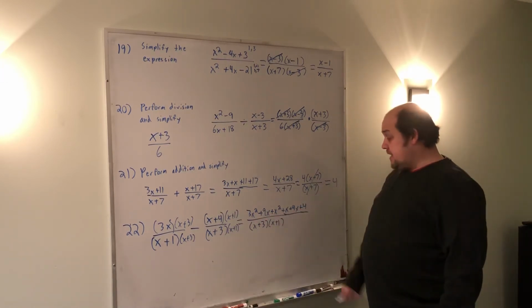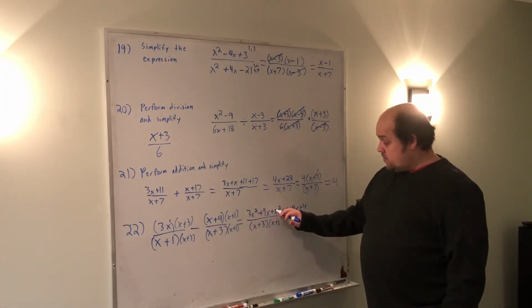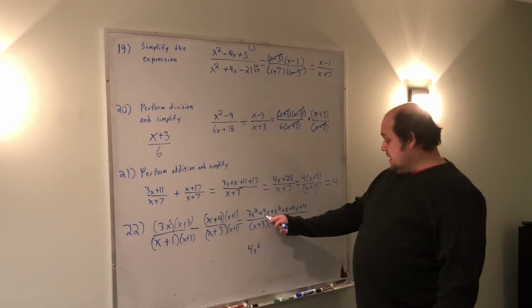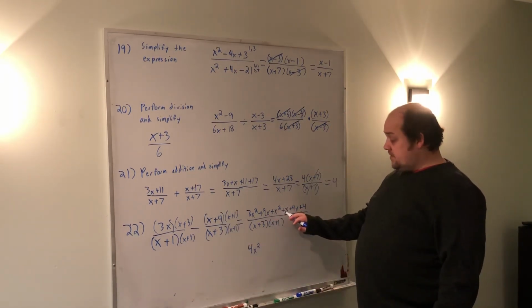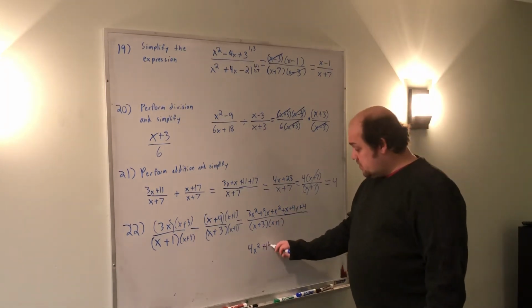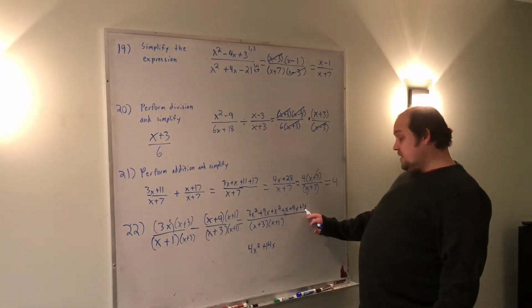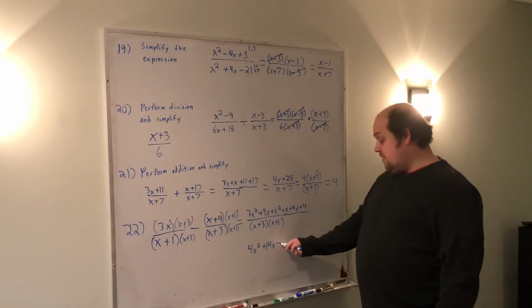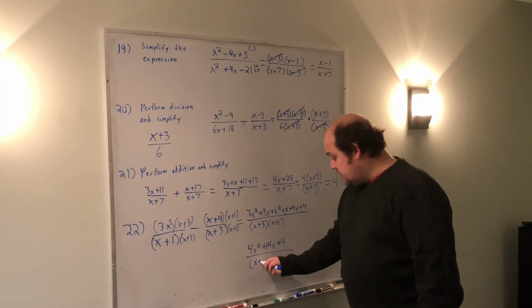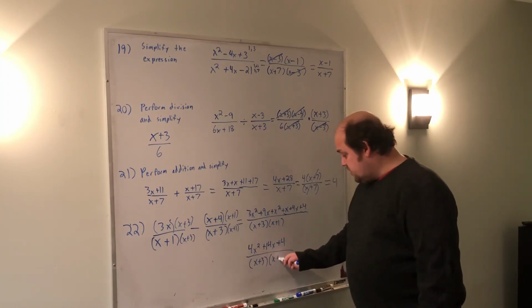Sorting everything out on top and making sure that I'm combining like terms, this 3x squared and this x squared give me a total of 4x squared. This 9x plus this x gives me 10x, plus this 4x gives me 14x. This is the only thing that doesn't have an x, this positive 4, so it goes there. On bottom, I still have x plus 3 times x plus 1.